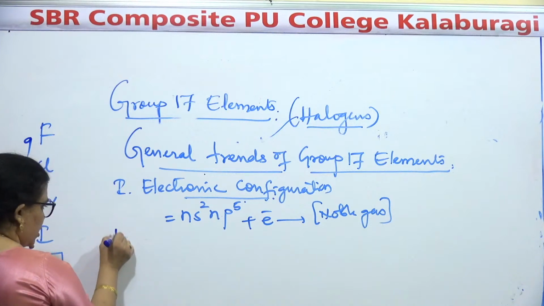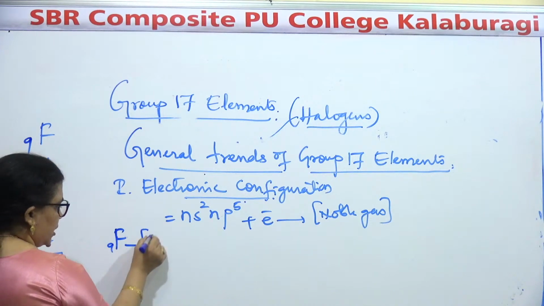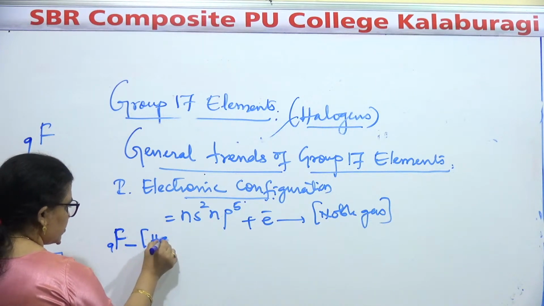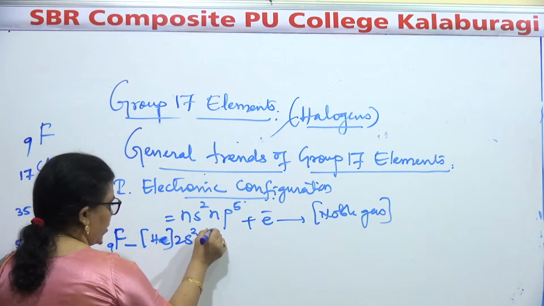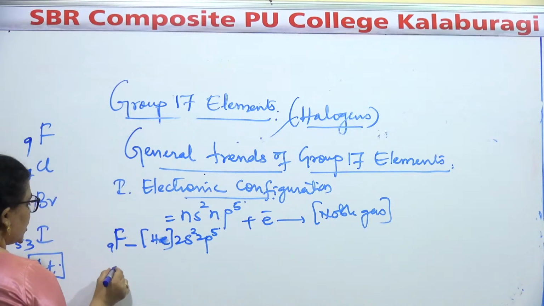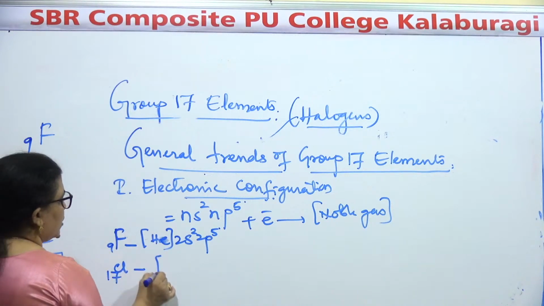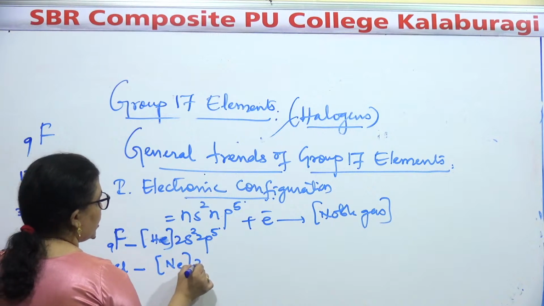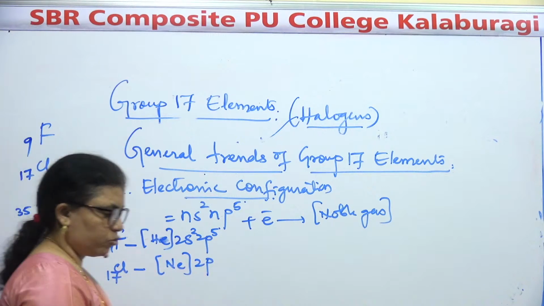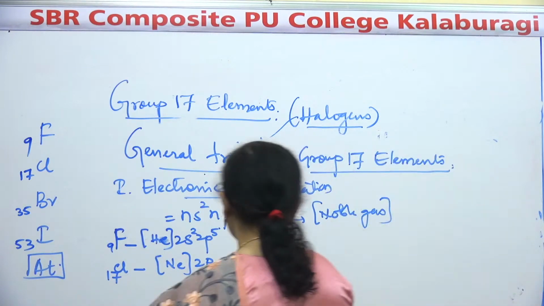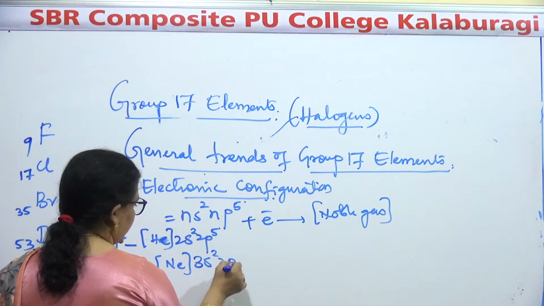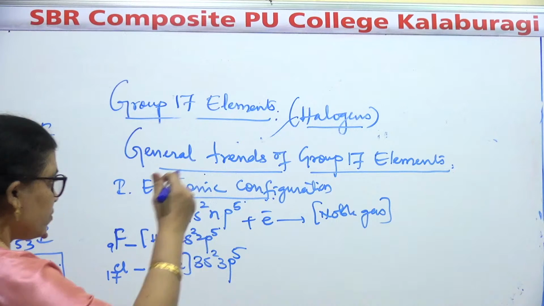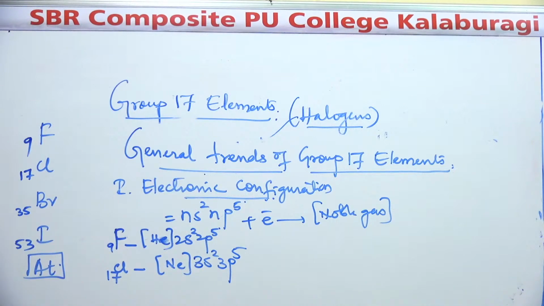We write the electronic configuration for fluorine as helium 2s2 2p5. Same way, chlorine 17, neon 3s2 3p5. Always remember that whenever we move down, the principal quantum number increases.